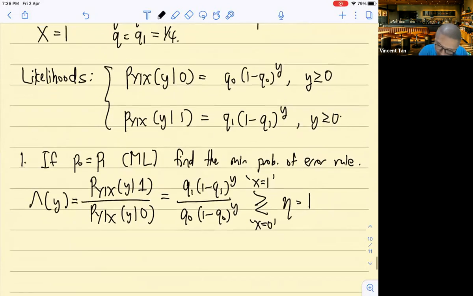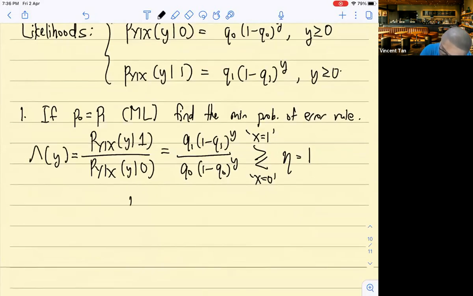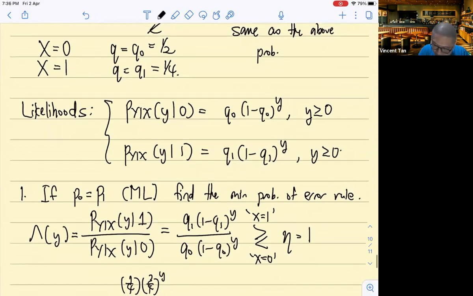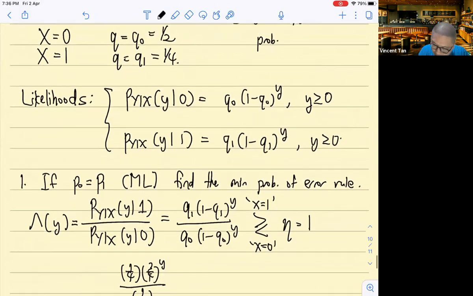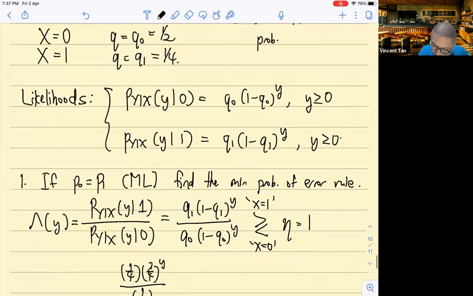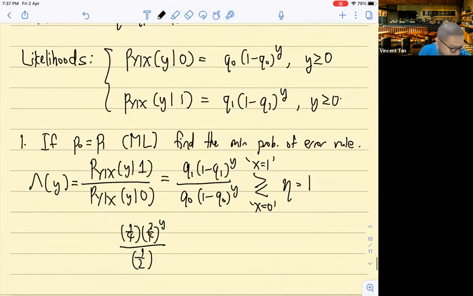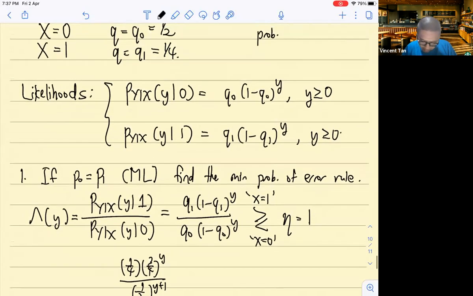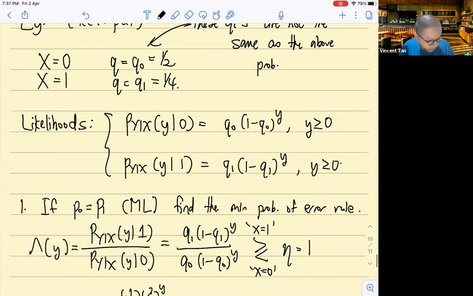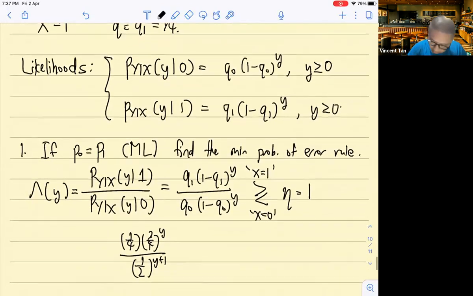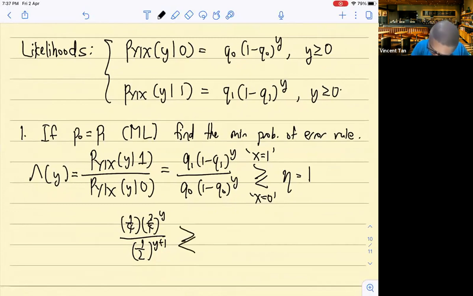Now plugging the numbers in, which I will probably not do. Q0 is 1/4, so 1/4 times (3/4) to the power y, over 1/2 times, Q1 is 1/2, to the power y plus 1, I guess. Okay, this looks a bit strange. Am I doing things the right way? Yeah, I think it should be roughly right. Here we declare x equals 1, and at the bottom we declare x equals 0, compared to 1.